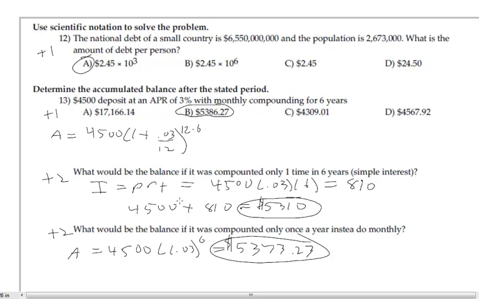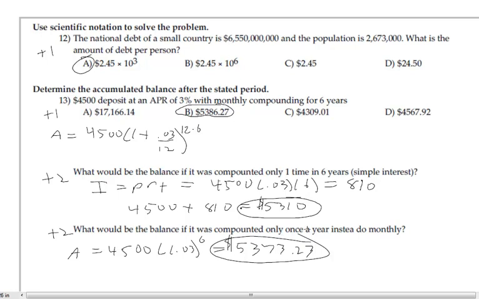A lot of people miss this next one. If you use simple interest, remember the simple interest formula, which is right in your formula sheet, is I equals PRT, principal times rate times time. So there's principal, there's rate, there's time, $810 in interest. Add that to the original, you'd end up with $5,310, and obviously you get more if you compound more often.